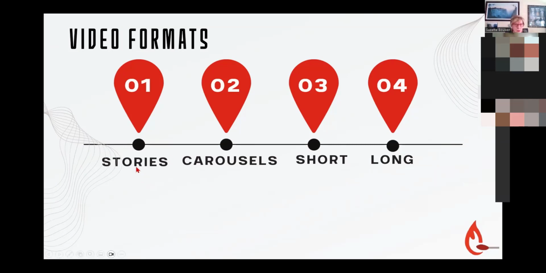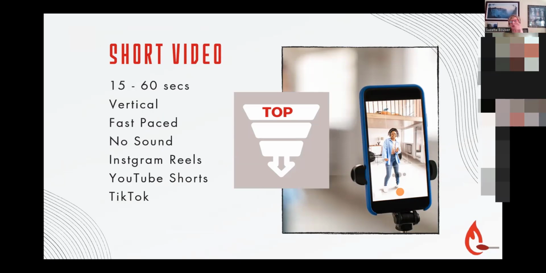First of all is stories. We're going to go into them a little bit deeper. Carousels, short form and long form. Let's talk short form video first. It is very effective, top of funnel content. 15 to 60 seconds. You can go up to 90, but this is what is recommended. So this is not the rules. This is what is recommended.